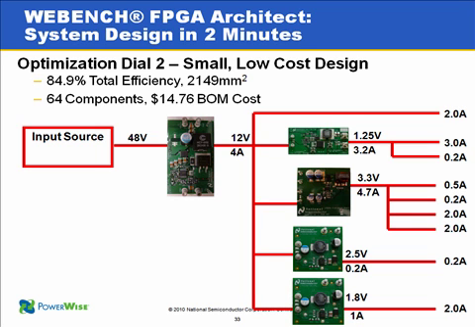So let's see what we got here. Within 2 minutes, using FPGA Architect, we have a power supply for all of our loads. And we got 84.9% efficiency, 2,149 square millimeters footprint. There's 64 components, and it's a $14.76 BOM cost. So you can see here that within a very short time, we have designed a fairly complex power supply system that actually works and achieves our particular goals.